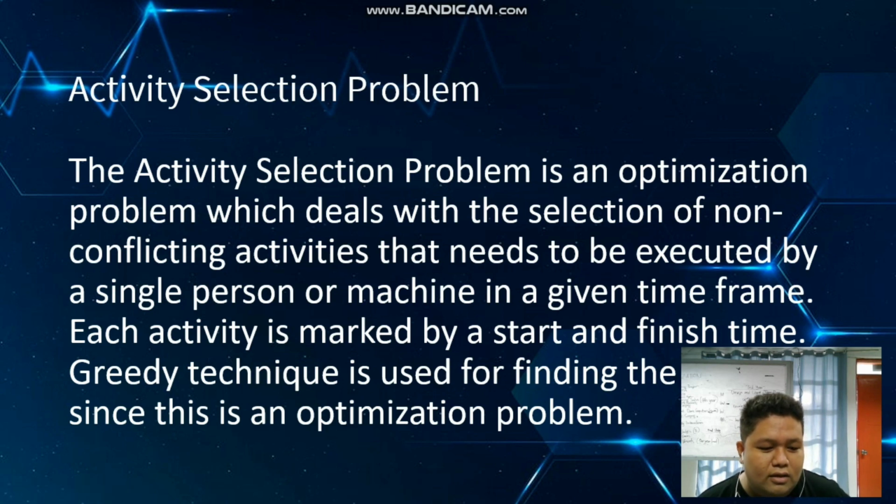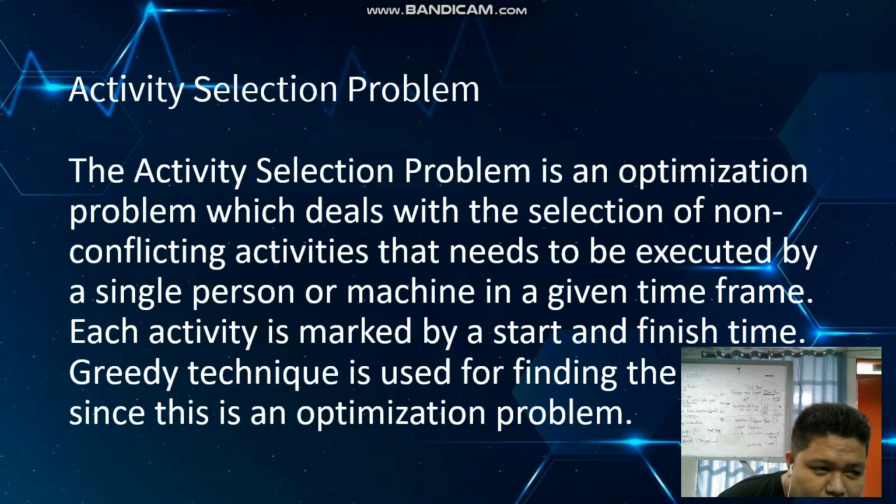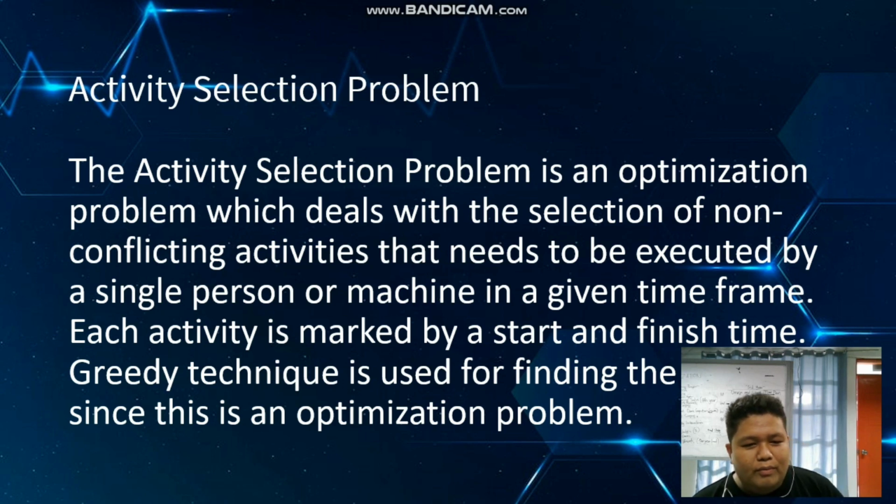Next is the activity selection problem. The activity selection problem is an optimization problem which deals with the selection of non-conflicting activities that need to be executed by a single person or machine in a given time frame. Each activity is marked by a start and finish time. Greedy technique is used for finding the solution since this is an optimization problem.